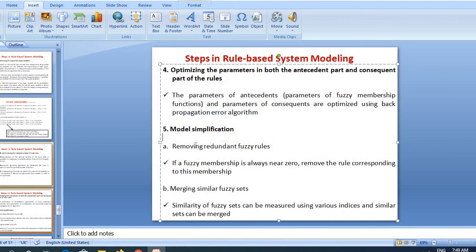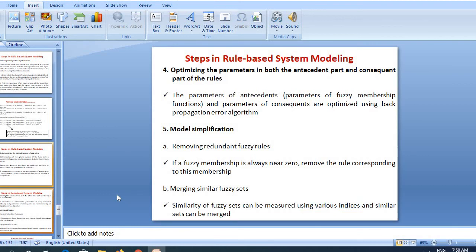Now it is model simplification. You have to remove redundant fuzzy rules. If a rule is occurring 2 times, or if some fuzzy set is always near 0, just remove the rule corresponding to this membership. And if 2 fuzzy sets are similar, similarity can be measured based on certain indices. If 2 fuzzy sets are found to be similar based on some similarity measure, just remove that.